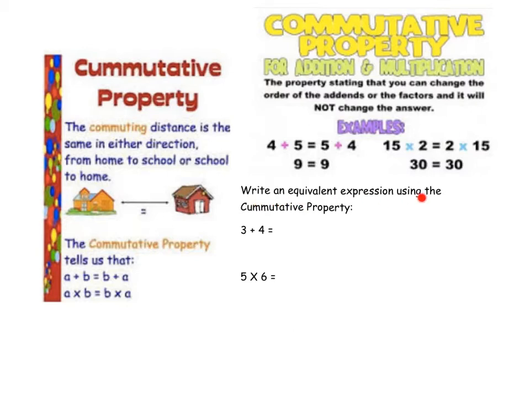So one of the things you're going to have to do today is write equivalent expressions using the commutative property. And later, in another assignment, you're going to have to name what property is being used. So commutative property. To write an equivalent expression using the commutative property, we're just changing the order. So I can say 3 plus 4 is the same as 4 plus 3. So please pause this and write an equivalent expression. In other words, equivalent, remember, the same. An equivalent expression names the same quantity. So pause, see if you can do the next one.